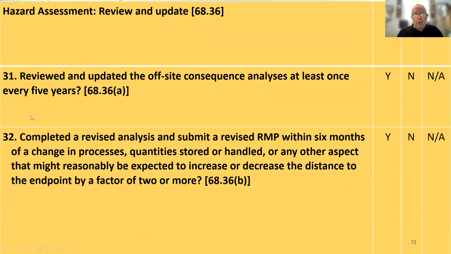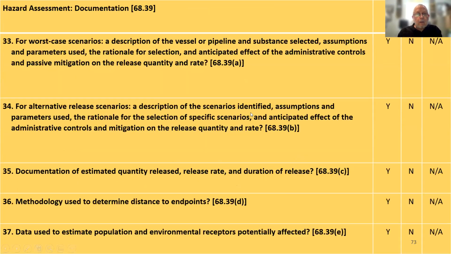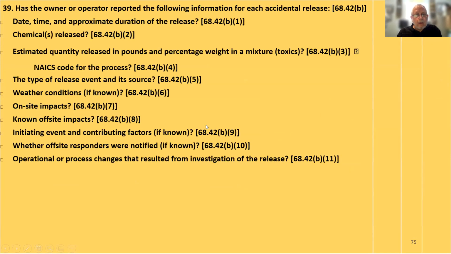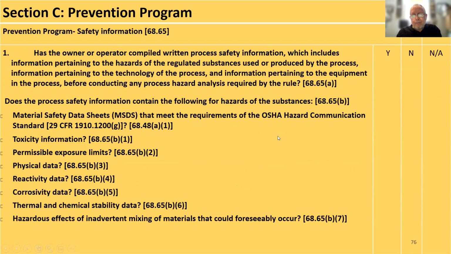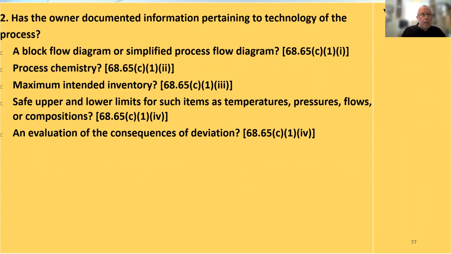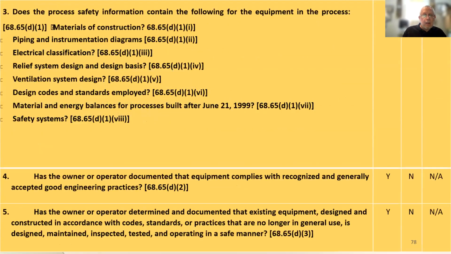Reviewed and updated the offsite consequence analysis at least once every 5 years. And then after they get done with all the environmental stuff, they just dive right into the same thing as 119: process prevention program, process safety information. This is exact same stuff you're going to find in 119. Block flow diagram, process chemistry, inventory, exactly the same thing. So we're not going to cover this too much because we kind of went over this already.